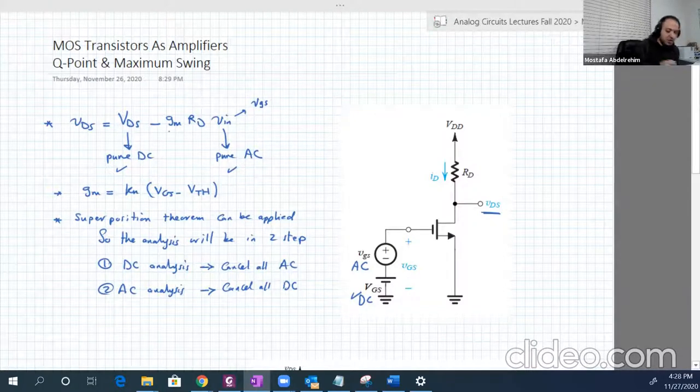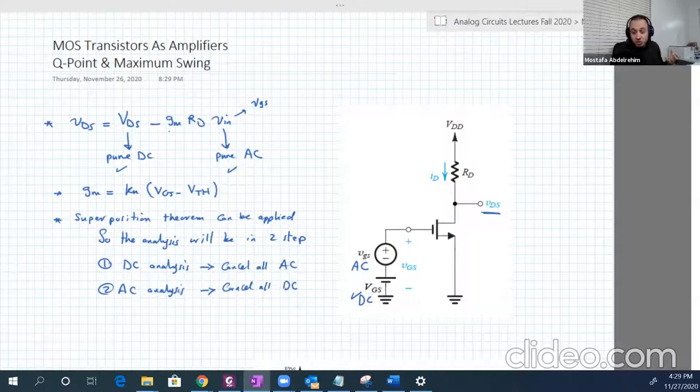And gm is called the transconductance, just like the gm that we explored in BJT amplifiers. It's equal to Kn (VGS minus V threshold). And again, it's calculated from the DC analysis, just like gm in BJT, which was IC over VT, again IC of the DC analysis. And since the output has two distinct components, capital V_DS, which came from the DC analysis, and gm RD v input, which came purely from the AC analysis, the superposition theorem of circuit analysis can be applied.